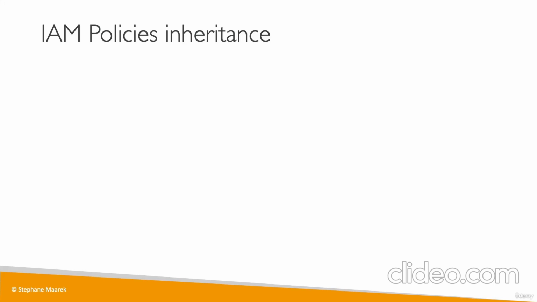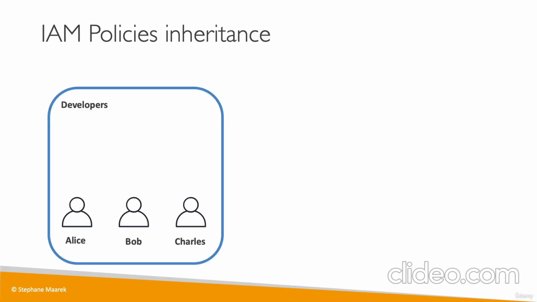Okay, so now let's discuss IAM policies in depth. So let's imagine we have a group of developers, Alice, Bob, and Charles, and we attach a policy at the group level. In that case, the policy will get applied to every single member of the group. So both Alice, Bob, and Charles, they will all get access and inherit this policy.